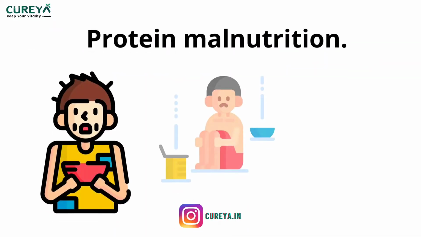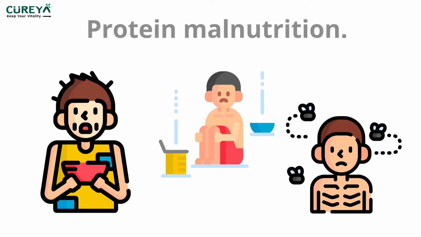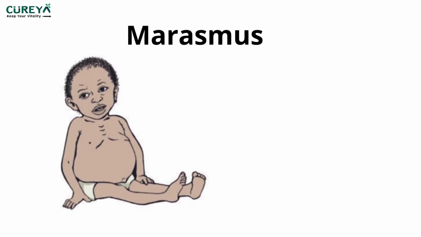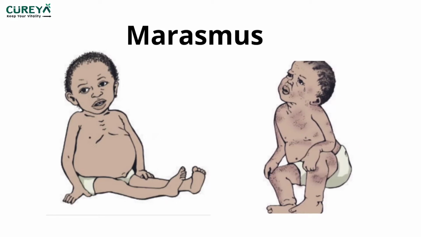Protein malnutrition. 1. Lacking all nutrients can lead to kwashiorkor, which is a severe form of malnutrition. One symptom of this condition is a distended abdomen. 2. Marasmus is another potential result of severe nutritional deficiency. A person with marasmus will have very little muscle or fat on their body.